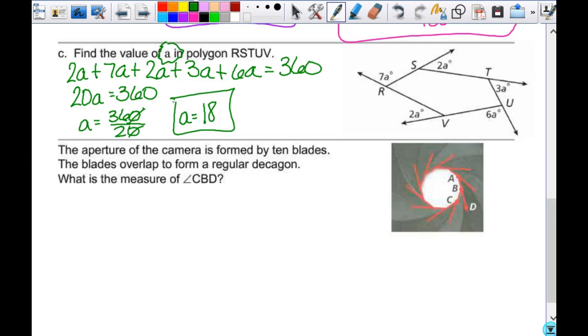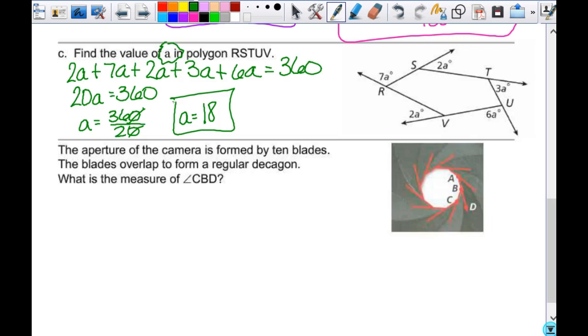Somebody said it's like the beginning of a James Bond movie. It is, because that's what it is. That's what a camera aperture is. So it says the aperture of the camera is formed by 10 blades. This one is. It can be formed by fewer than 10, but this one in particular is 10. And it says the blades overlap to form a regular decagon.